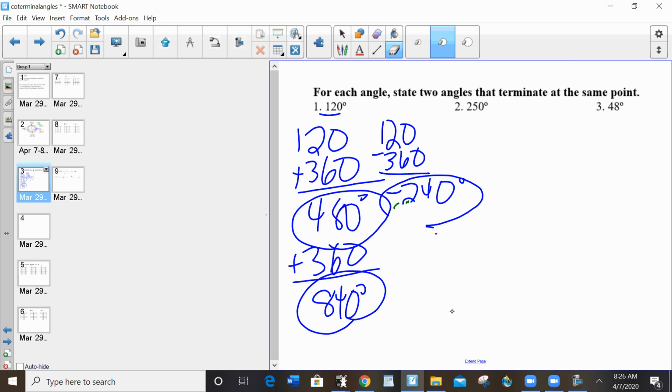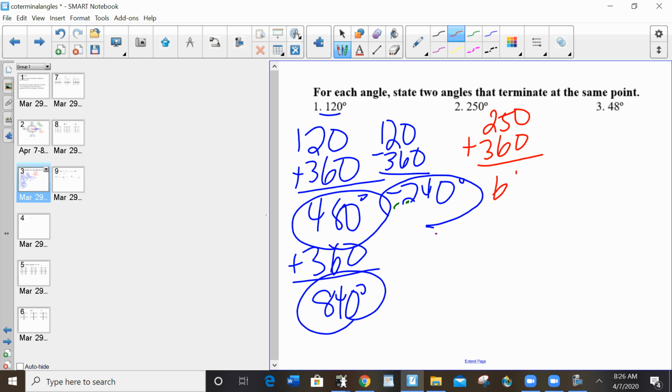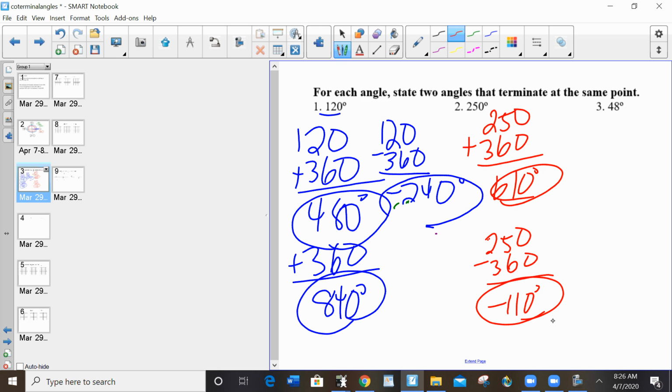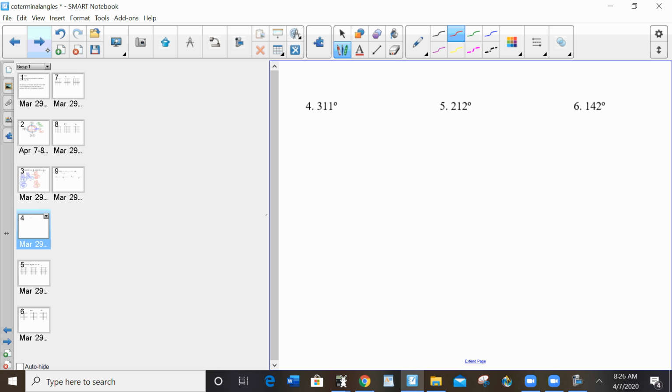Number two, 250 plus 360 is 610. 610 is coterminal to 250. I can do 250 minus 360, and that's negative 110. Again, there's more than two answers for each. There's an infinite amount of answers. I can just keep on adding or subtracting 360 to find coterminal angles. Let's skip ahead.